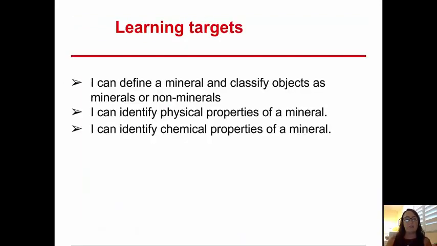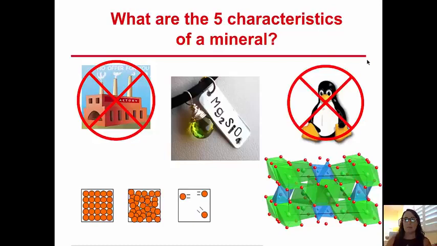For this video, we'll be talking about three learning targets. The first being defining a mineral and classifying objects as minerals or nonminerals. The second, identifying physical properties of minerals. And the third, identifying chemical properties of minerals.